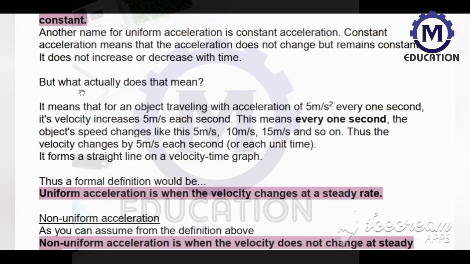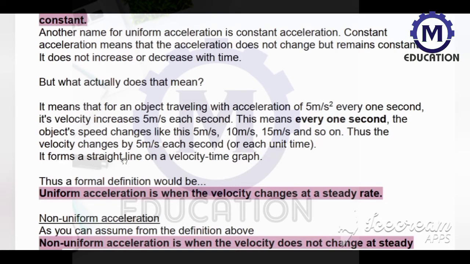But what does that actually mean? It means that for an object traveling with acceleration 5 meter per second square, every 1 second its velocity increases by 5 meter per second each second. This means every 1 second the object's speed changes, like 5 meter per second in the first second, 10 meter per second in the second second, and 15 meter per second in the third second, meaning the difference of each is 5 meter per second, and so on. Thus the velocity changes by 5 meter per second each second or each unit time.